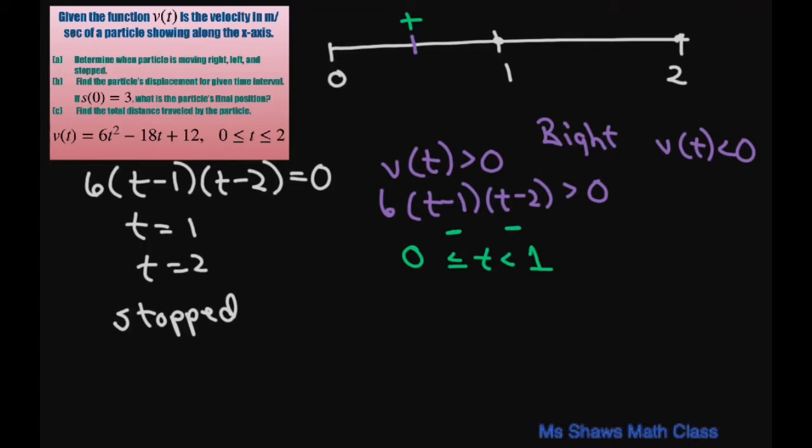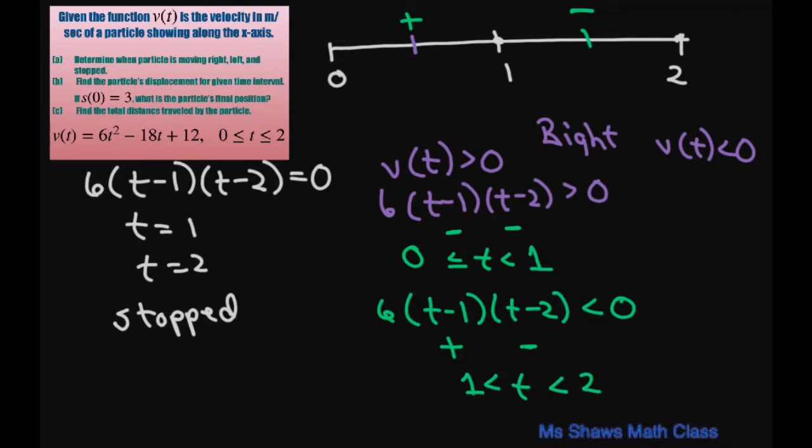Now let's plug a point in here, say 1.5. We want it to be negative. So if you substitute in 1.5, this is going to be positive, this is negative. So this is going to be negative. So it's moving left when t is in between 1 and 2, because at 1 and 2, it is stopped.